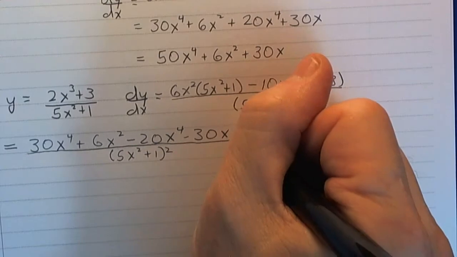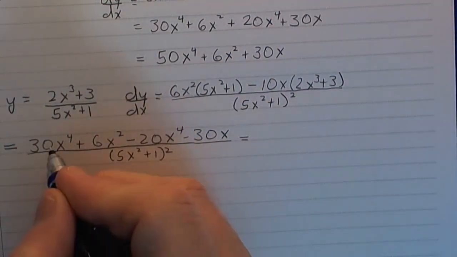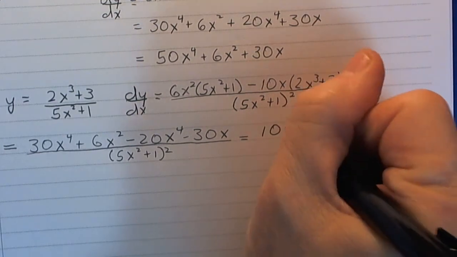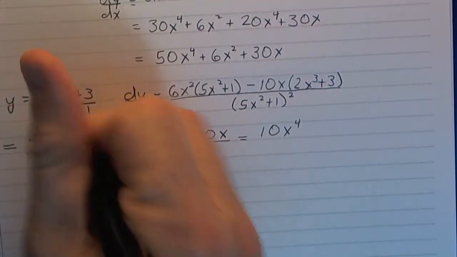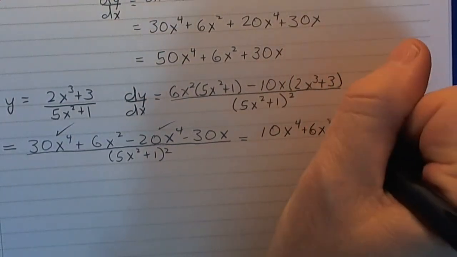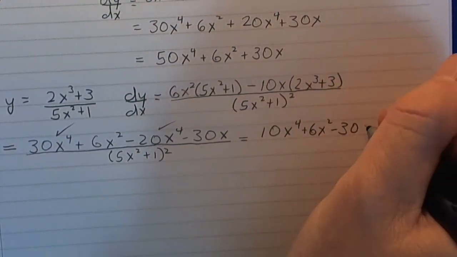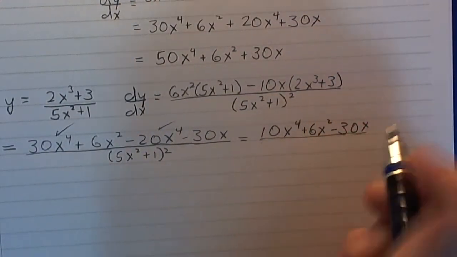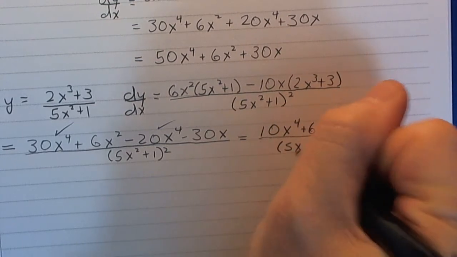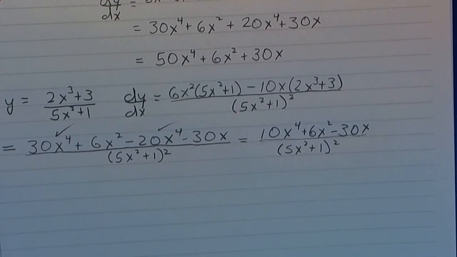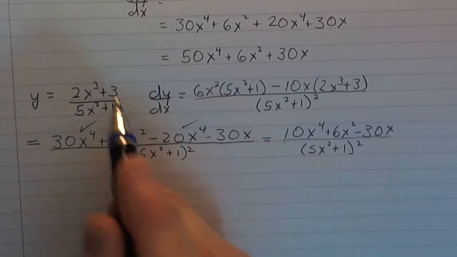Okay, now let me add like terms up here. This is 30 minus 20. That's 10x to the fourth. Okay, so I'm going to mark these off as I go along. Plus 6x squared minus 30x. Yeah, I believe that's got it. All that over the bottom, 5x squared plus 1 squared. There we go. And that is the derivative of this quotient.